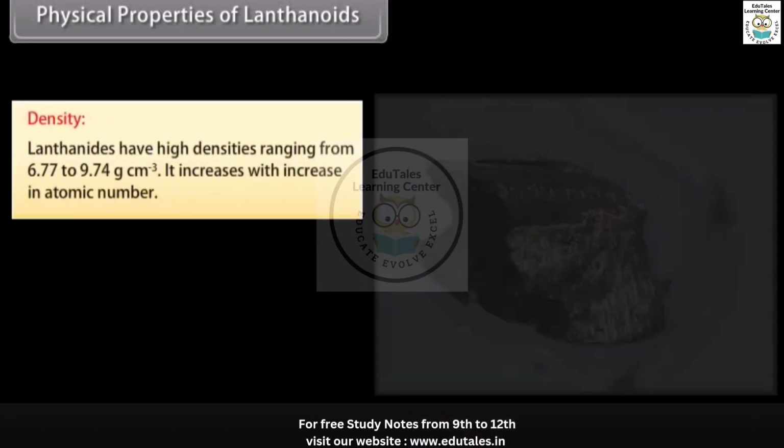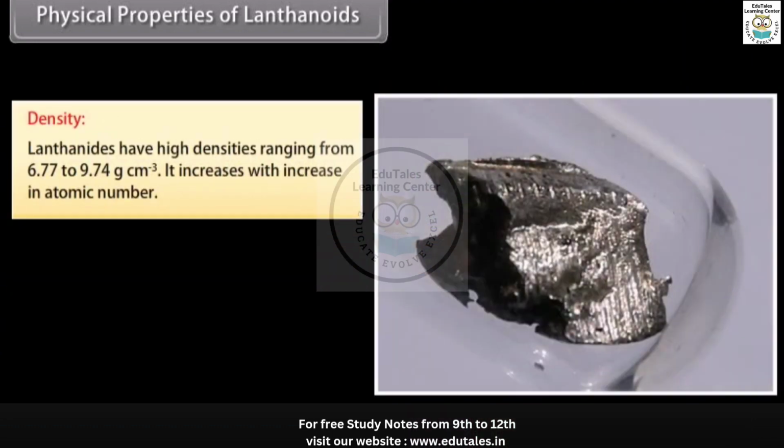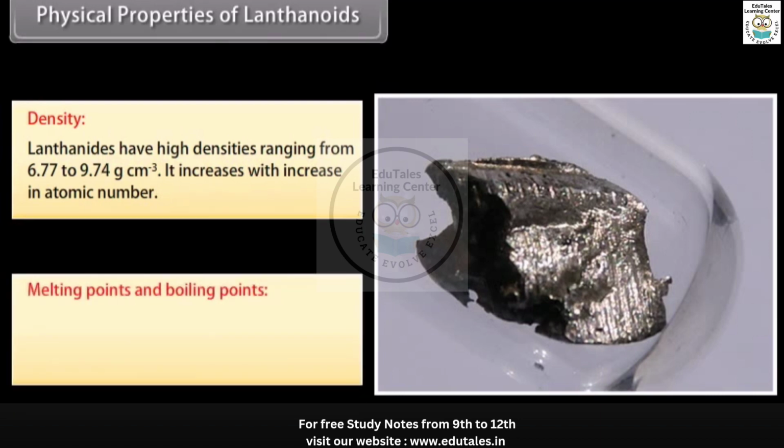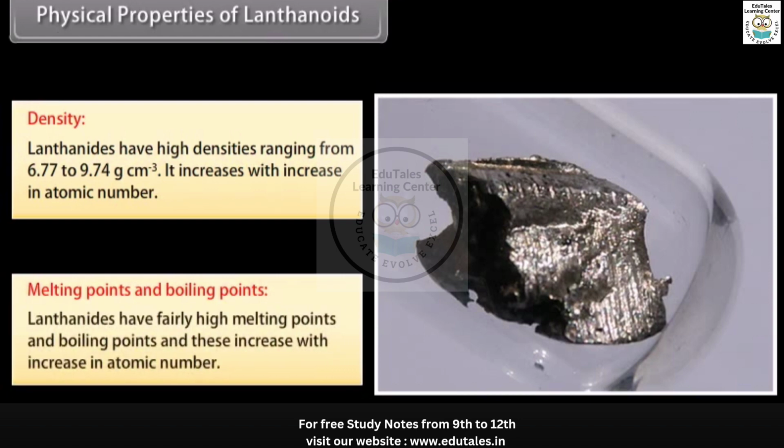Density. Lanthanides have high densities ranging from 6.77 to 9.74 gram per centimeter cube. It increases with increase in atomic number. Melting points and boiling points. Lanthanides have fairly high melting points and boiling points, and these increase with increase in atomic number. This is because the attraction between atoms increases as the size decreases.